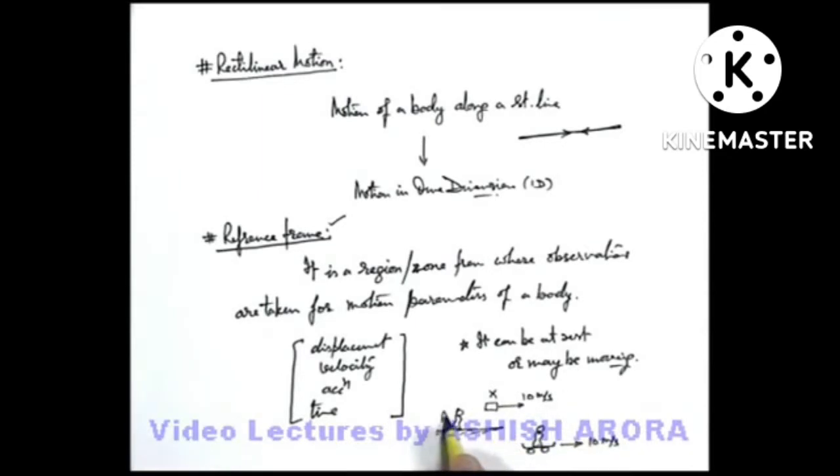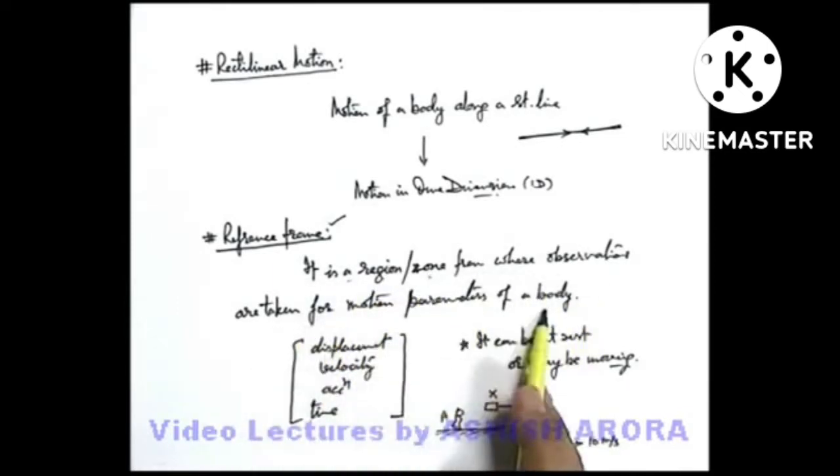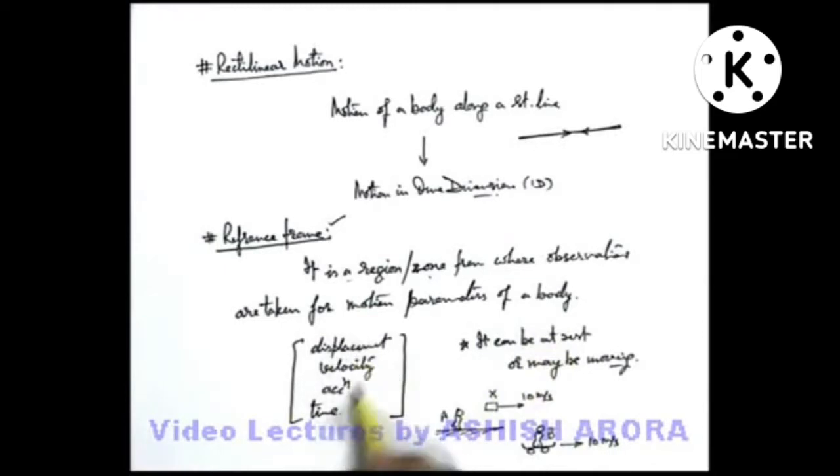So in the reference frame of observer A, this body is moving at 10 meters per second, and in the reference frame of observer B, this body is at rest. So reference frame we can simply define as a region or zone from where observations are taken for motion parameters of a body, and these parameters can be recorded when a moving body is observed from a given reference frame.